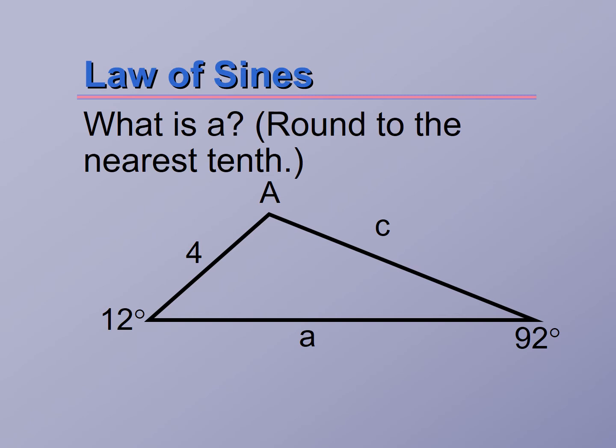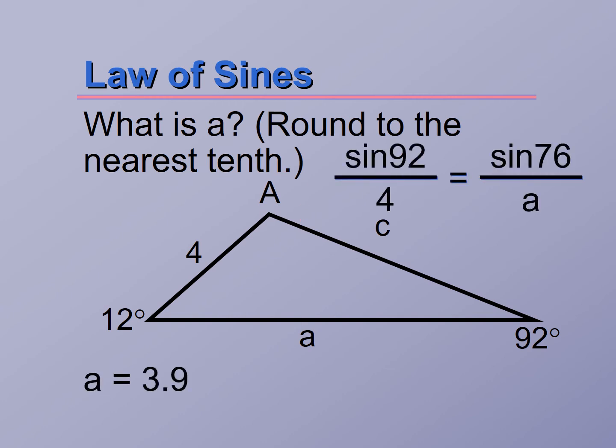Okay, to solve for side A, we're going to use our known ratio, which is the sine 92 over 4. But we have to know what angle A is. But we solved for angle A earlier, and we know that angle A is equal to 76. So sine 76 over side A, which is what we're trying to solve for. So we cross multiply. So A times sine 92 is equal to 4 times sine 76. So to solve for A, we get 4 times sine 76 divided by sine of 92. And as long as we are in degrees in our calculator, we should get 3.9 after rounding to the nearest tenth.